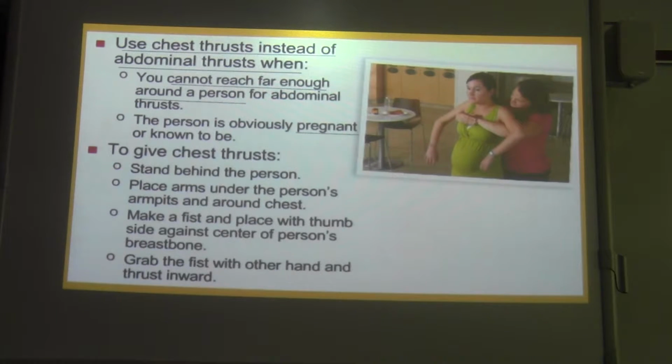All right. With chest thrusts, there are two different reasons why you would use them. And I know this is in your packet, on page 61, halfway down. The two instances in which you would use chest thrusts and not abdominal thrusts are the person is too large to get your arms around them, so a really big person, big bellied person I should say, and somebody who is pregnant.